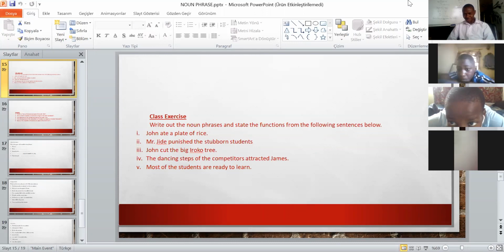That's not correct. Your answer is not correct. What are you saying? The subject of what? No, you're not right. You're not correct. Most of the students are okay. That is a noun phrase here. What's its function?